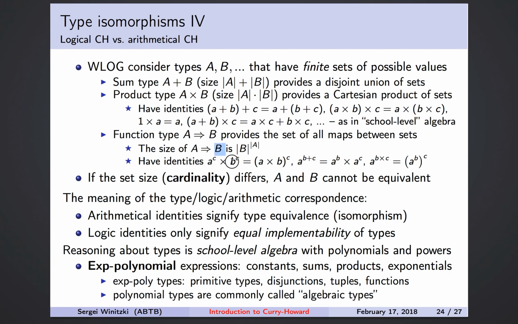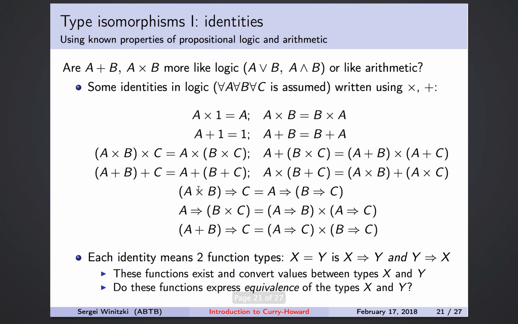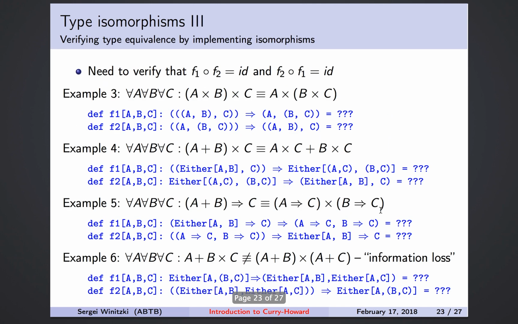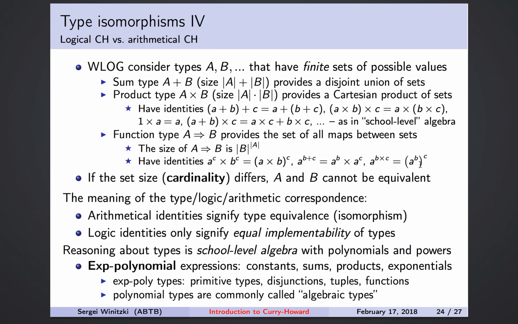And again, we have all the school identities about powers and how to multiply powers and so on. And they are directly translated into these three identities. If you take the sizes of the types on the left and on the right, the sizes will be equal due to these three identities. Since the sizes are equal, it's very likely that the types are actually equivalent. So far, I haven't seen any counterexamples to this in these constructions.